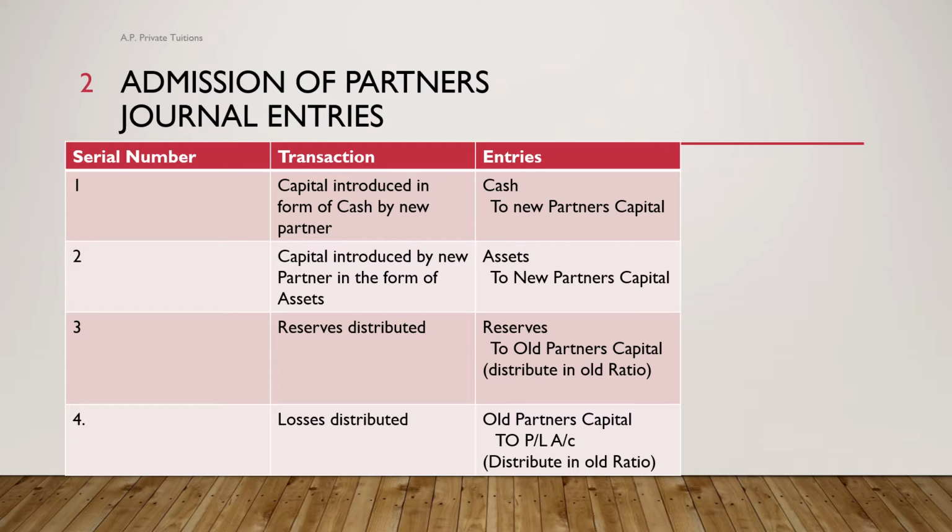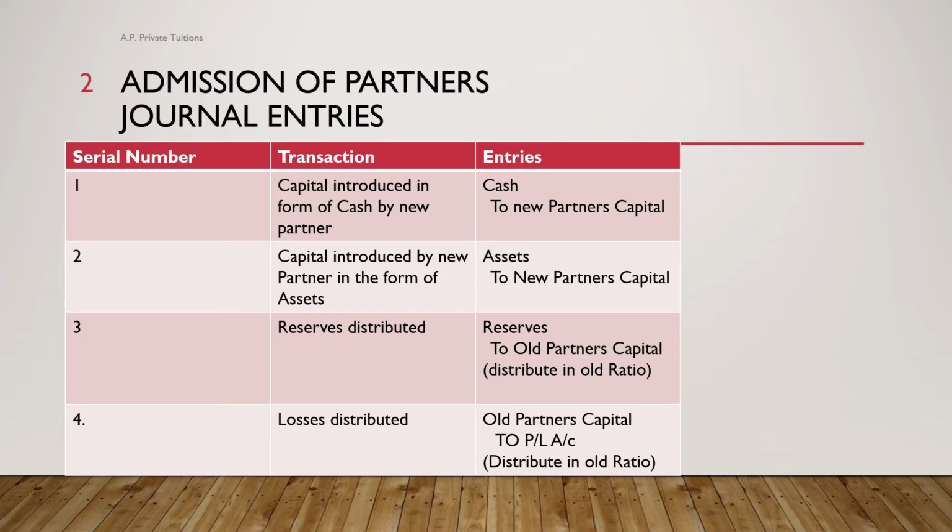And second, if he's bringing assets in place of money, say for example, plant and machinery, stock. In that case, we will say plant and machinery account debit to new partner's capital. Entry number 1 and 2. If cash is coming, you will say cash account debit. Entry number 2, if assets are coming, you will say assets account debit.